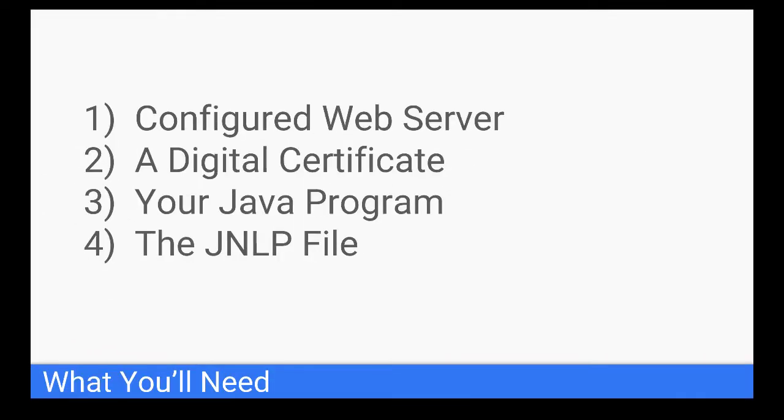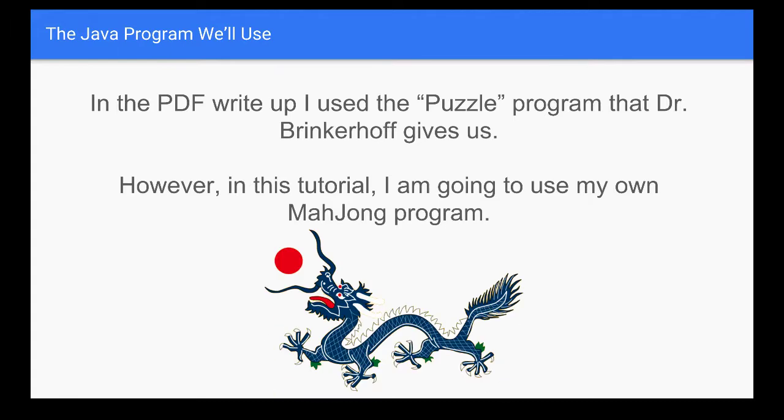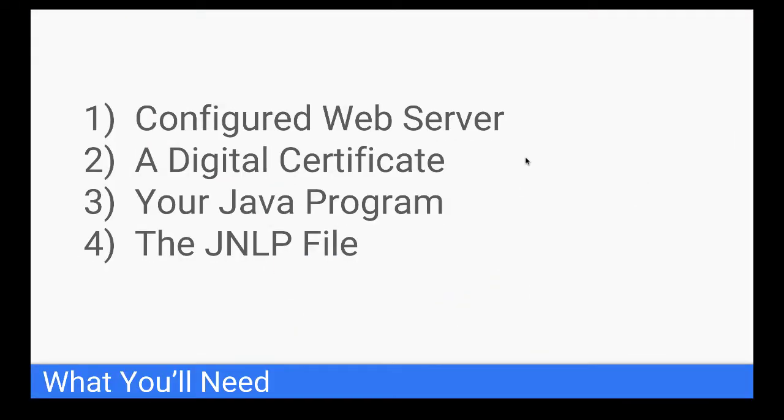As for the Java program that we're going to use, in the PDF write-up, I used the puzzle program that Dr. Brinkerhoff gave us in the modules. However, in this tutorial, I'm actually going to use my own Mahjong program. And finally, we're going to talk about the JNLP file. Once we get that written up, we are going to go ahead and upload the jar file and the JNLP file to the Icarus server, change our security permissions, and demonstrate the program.